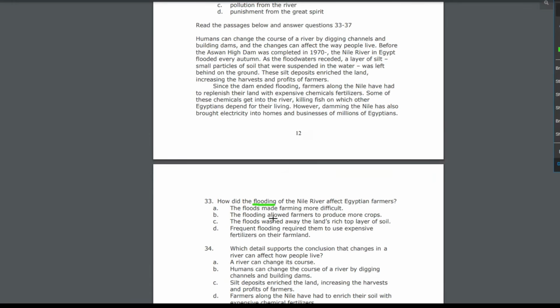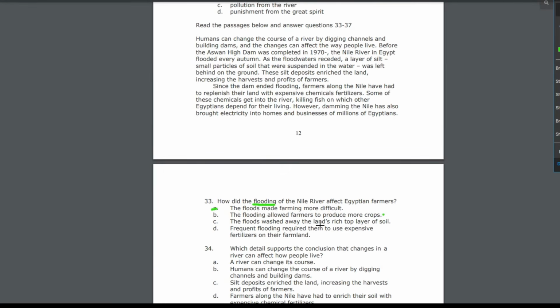All right, so it says the floods made farming more difficult. That's not true, because here it said these silt deposits enrich the land, increasing the harvest and profits of farmers, right? And that was when it was flooding. So that definitely is not true. All right, it says the flooding allowed farmers to produce more crops. So that goes along with what we just read. It increased the harvest and their profits. So I'm like, okay, that's pretty much the answer, but still we want to double check.